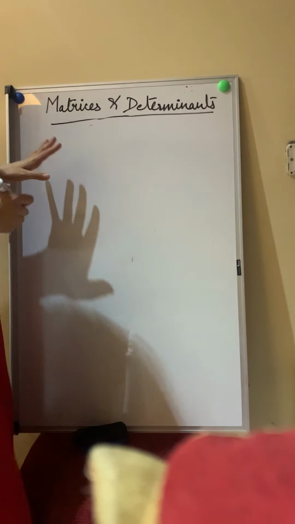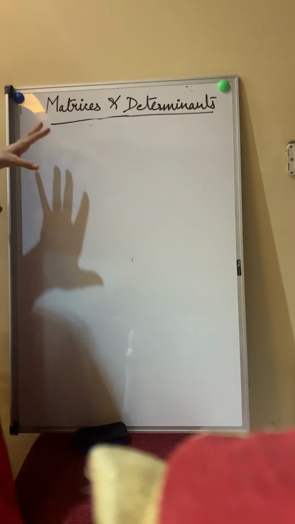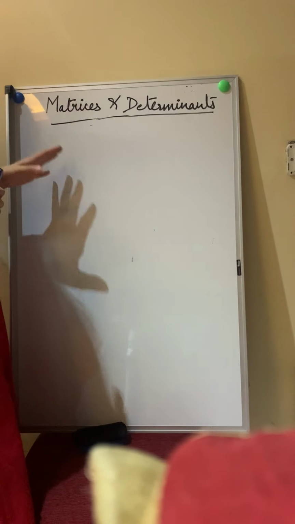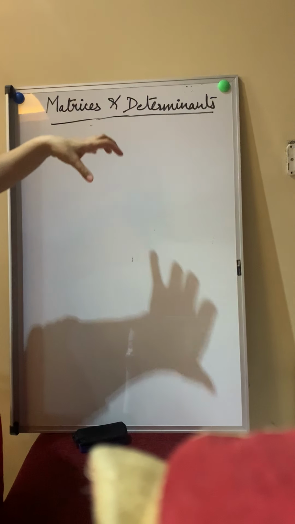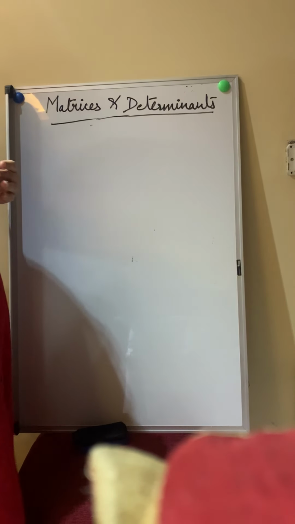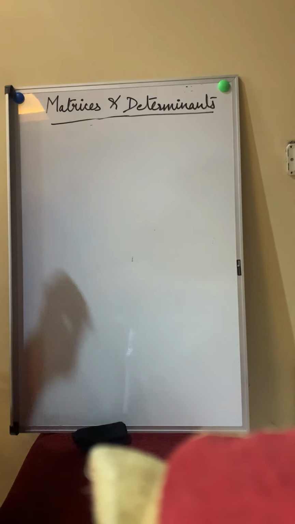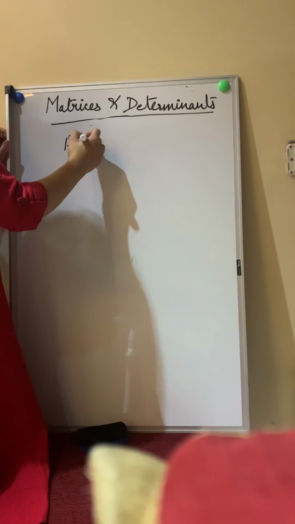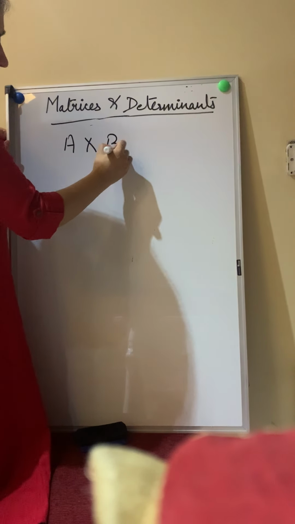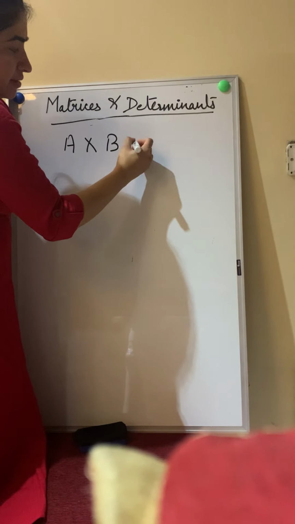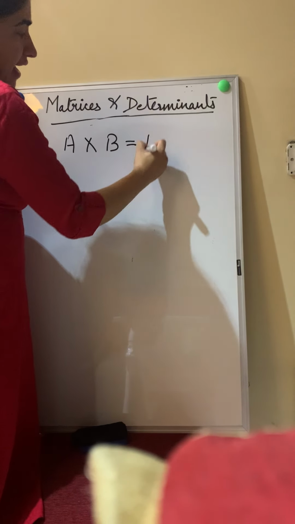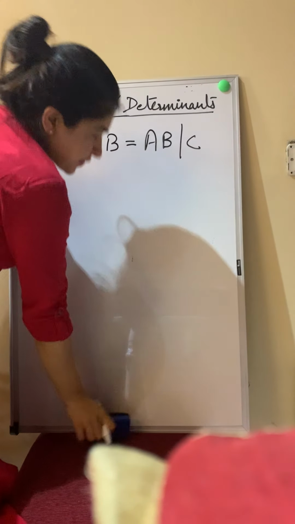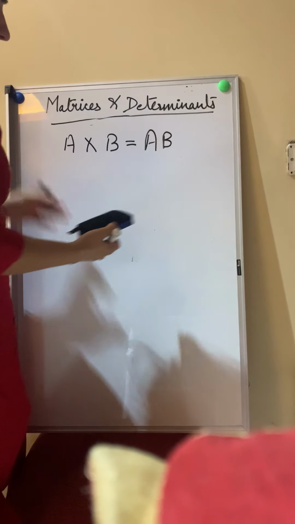The next operation we are going to apply on matrices is multiplication. Unlike addition or subtraction, where the two matrices need to be equal in order, here the requirement is a little different. If I have to multiply matrix A with matrix B, the resulting matrix will be AB, or you can call it C, whatever. Okay, so I am taking it as AB.